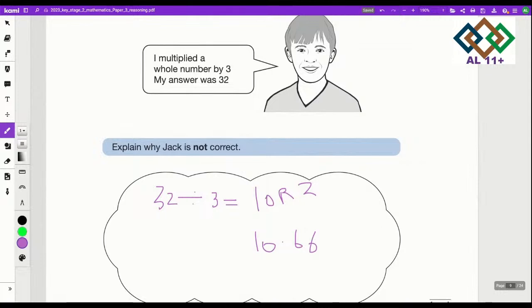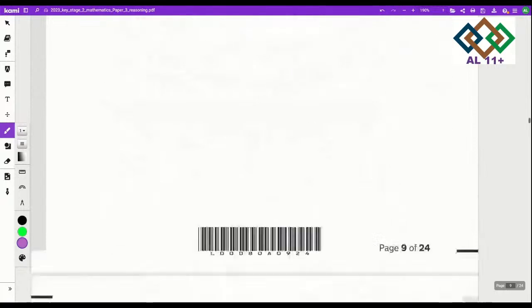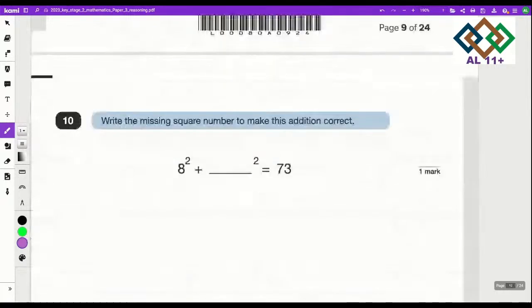If you also count the multiples of 3 from 0, you won't get 32. And 3 plus 2 is 5. If you try doing that, that is also not a multiple of 3, so he is wrong. You will have a lot of questions to explain in your SATs why a particular person is wrong. So let's move on to number 10 now.